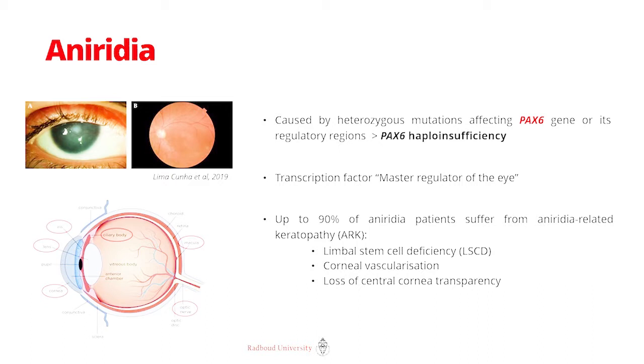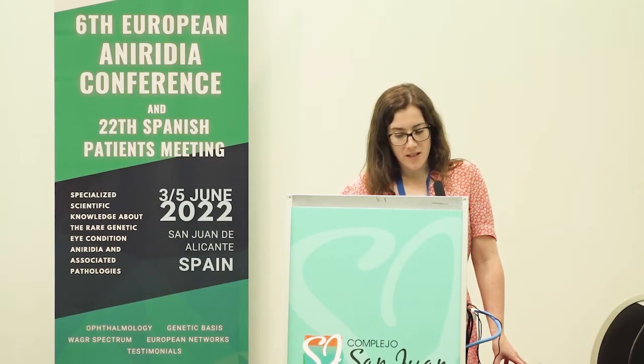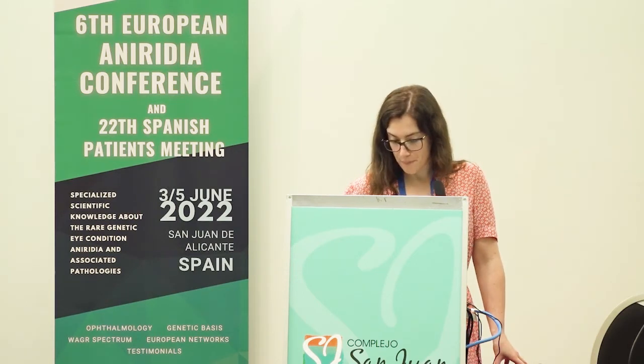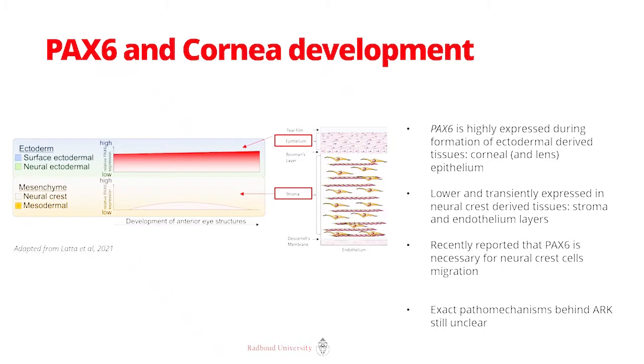But focusing on the cornea specifically, we know that it's a very strong limiting factor in these patients, that most of them tend to develop Aniridia-related keratopathy, characterized by limbal stem cell deficiency, cornea vascularization, and loss of transparency. So the cornea is composed of three main layers: the epithelium in the outermost part, the stroma, and the endothelium.